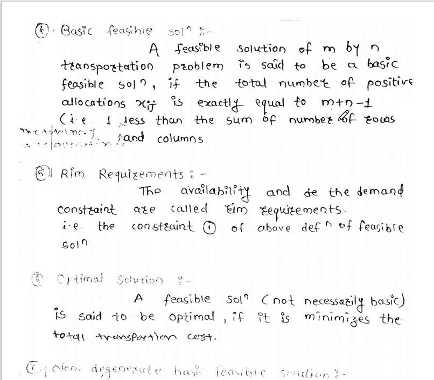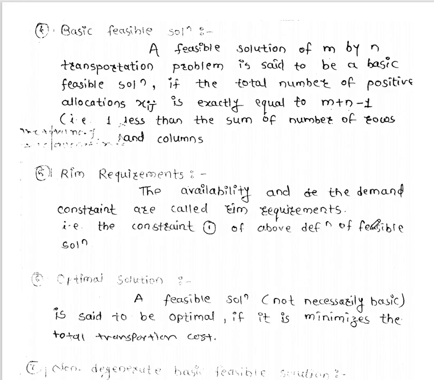The number of rows plus the number of columns, minus 1, is equal to the number of allocations, and each allocation should be positive. That solution is called a basic feasible solution. Then what is a rim requirement? The availability and the demand constraints are called the rim requirement.